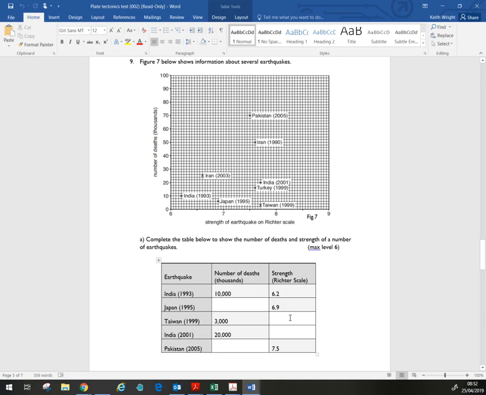Taiwan, 1999. Let's go to Taiwan. It tells us number of deaths is 3,000 on the Richter scale, 7.7. India, go to it here. You can see that's 7 points. So India, there. So deaths, it tells us are 20,000. India, deaths are 20,000 there. And that is, again, see, that's 5, 6, and 7 on there. And then finally, Pakistan, which is 7.5. And look at that. I think it's about the line. It looks like 70,000.